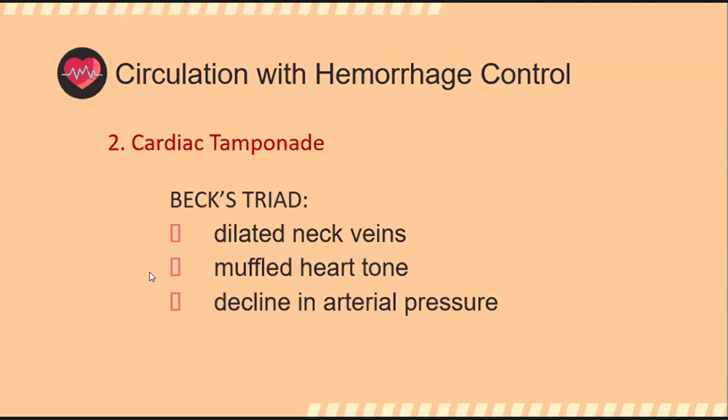So what are the signs of your cardiac tamponade? We have your Beck's triad. First, we have dilated neck veins. Why are the neck veins dilated? Because the increased amount of pericardial fluid restricts the heart's ability to adequately pump blood. So there's congestion, and blood cannot come down from your SVC or inferior vena cava. So there's distension of your external jugular veins or superficial veins on the head.